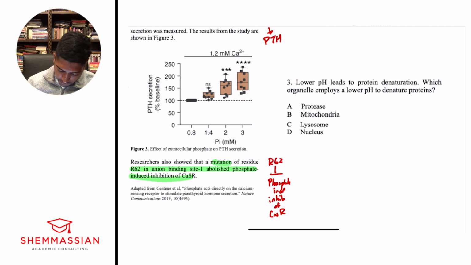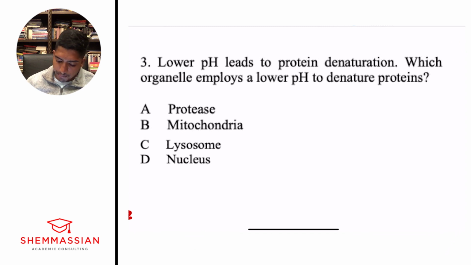Question number 3. Lower pH leads to protein denaturation. Which organelle employs a lower pH to denature proteins? Is it A, a protease, B, mitochondria, C, lysosome, or D, nucleus? All right, so right away, we're looking at lower pH, organelle, denature proteins, right? We're using lower pH levels to denature proteins, and it has to be an organelle. So let's just go through our answer choices right away.